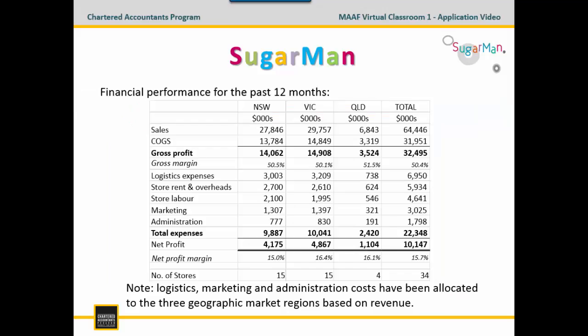This table reflects the profitability of Sugarman's 3 geographic regions for the past 12 months and was compiled by the previous management accountant. Note that Sugarman's previous management accountant has, in these figures, allocated the logistics, marketing, and admin costs to the 3 geographic market regions based on revenue. Revenue is not a good allocation basis to allocate logistics and marketing costs to the regions. It's simple and easy, but can distort the costs, penalizing regions which are generating high revenue.